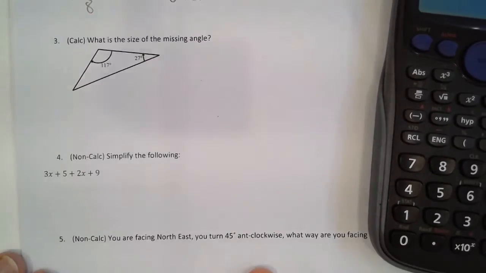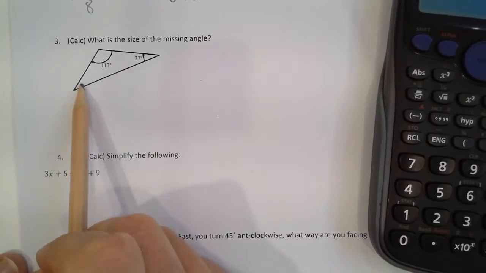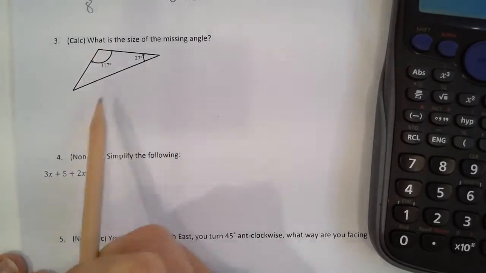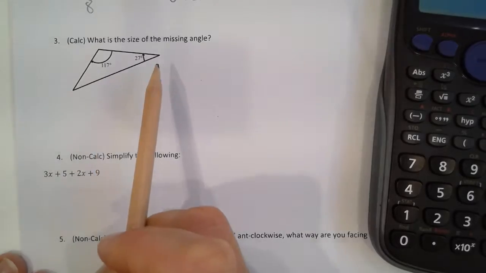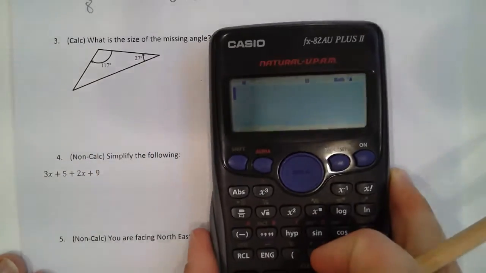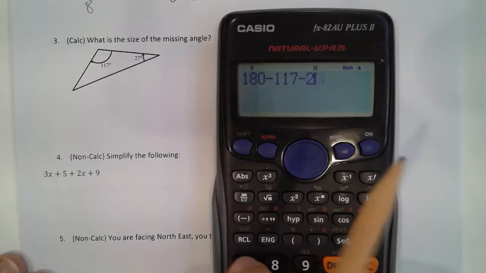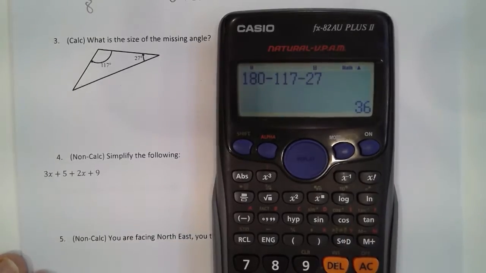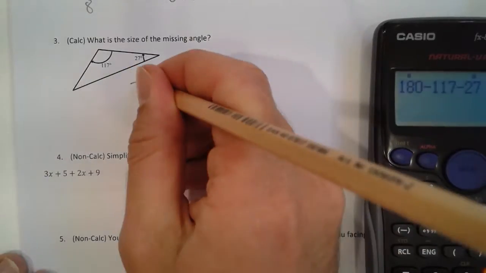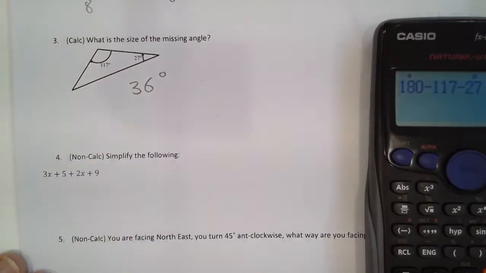Number 3. What is the size of the missing angle? So we have a triangle. All angles inside a triangle add up to 180 degrees. So therefore, 180, take away 117, minus 27, is 36. So that is 36 degrees. No working out needed, let's just do the answers.